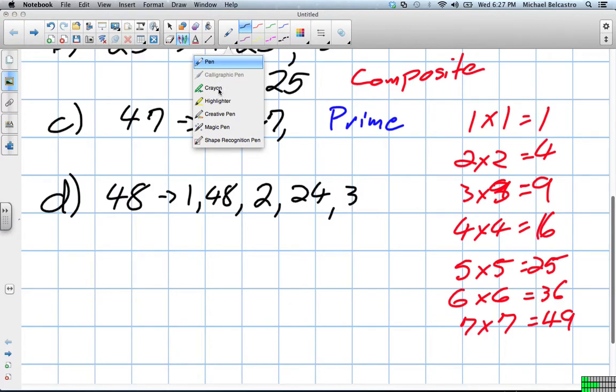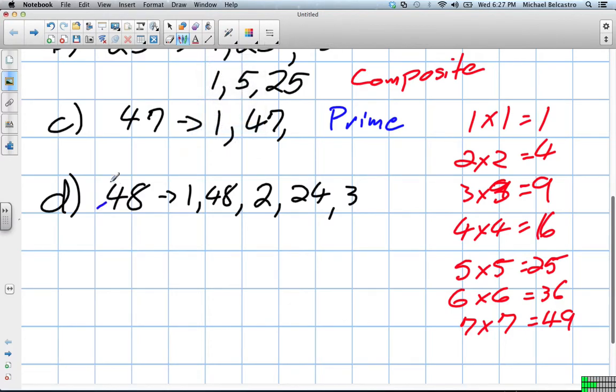4 times? Let's try. 3 goes into 4 once. Okay, then we subtract. 3 goes into 18 six times. So what's our number? 16. Good. 3 and 16.